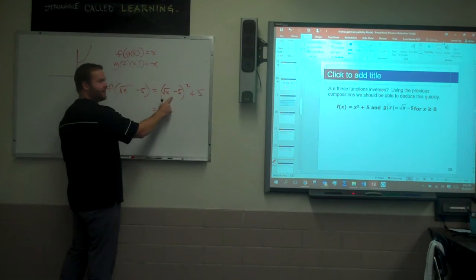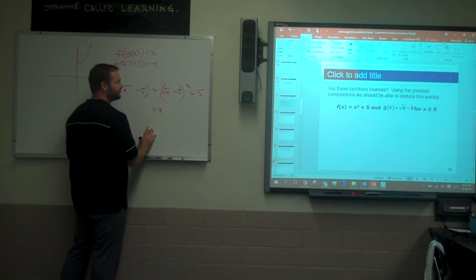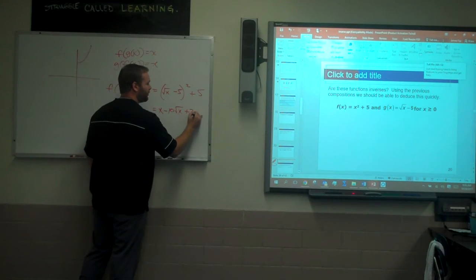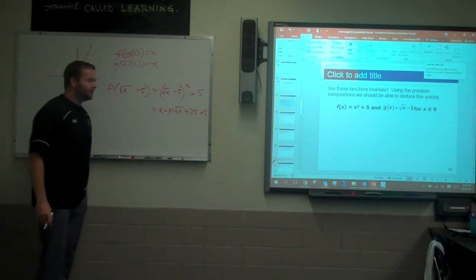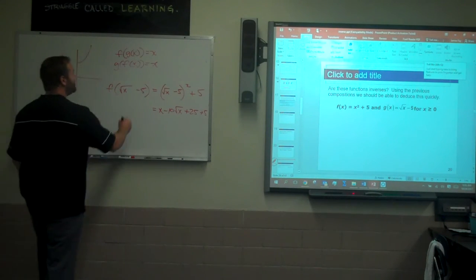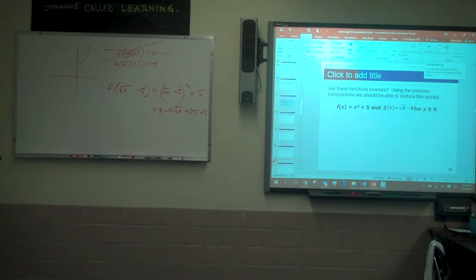I've got to FOIL this, right? That's where you got to be careful. If I FOIL that, I've got x minus 10 radical x plus 25 plus 5, right? Is that going to simplify down to x? No. No. Okay. So that is shown to be false. So are those inverses? No. And you can graph those and recognize that they are indeed not inverses.